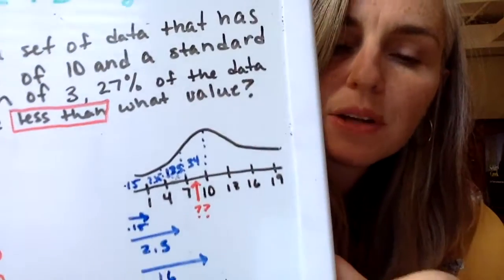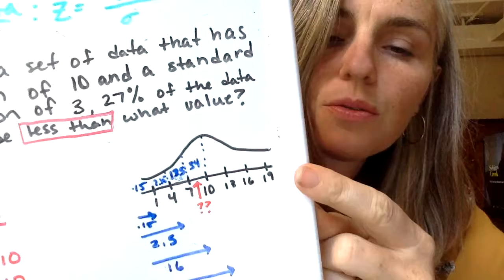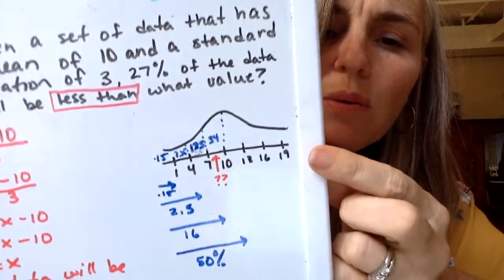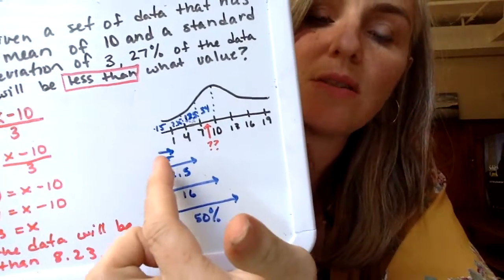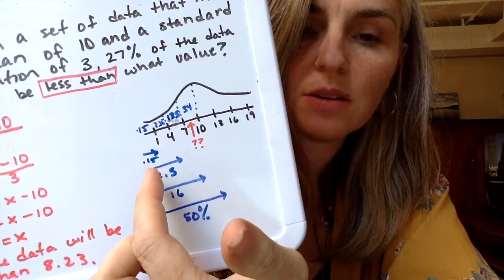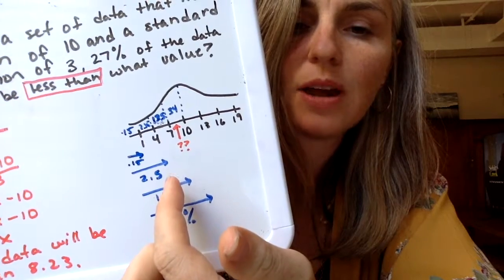So we draw ourselves a picture. It looks something like this. Standard curve, mean of 10, standard deviation of 3. And then we start thinking to ourselves, 27%, where would that be? If I come over here to 3 standard deviations away, that would be 0.15%, right? Then come a little bit in, add, and you get 2.5%.